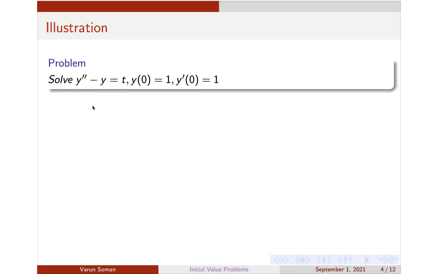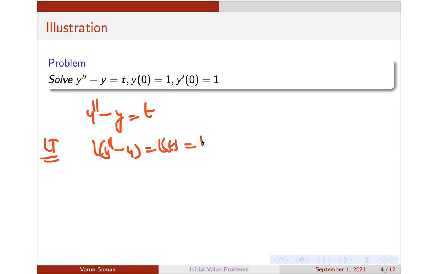So the first step is that I will write the equation. It is y double dash minus y is equal to t. Okay, then I will apply Laplace transform on both sides. So it will be simply L of y double dash minus y is equal to L of t, which is simply 1 by s square. Or by linearity, it will simply be L of y double dash minus L of y is equal to 1 by s square.